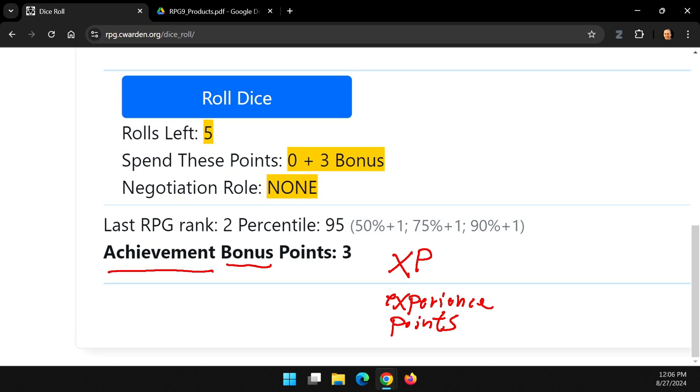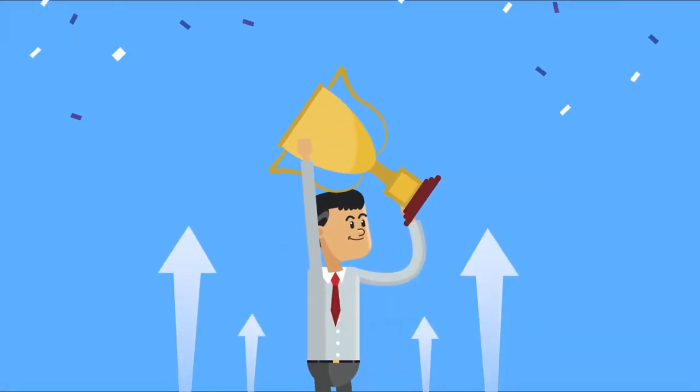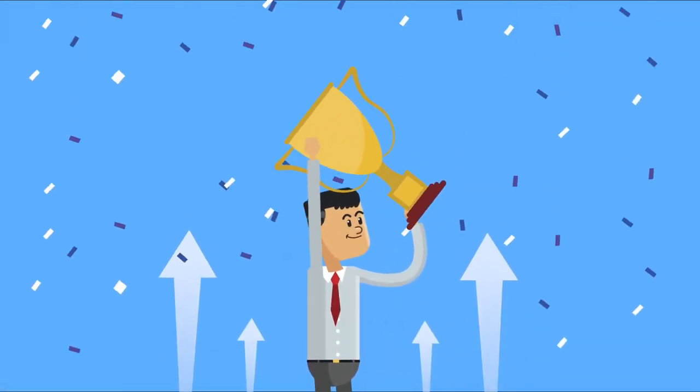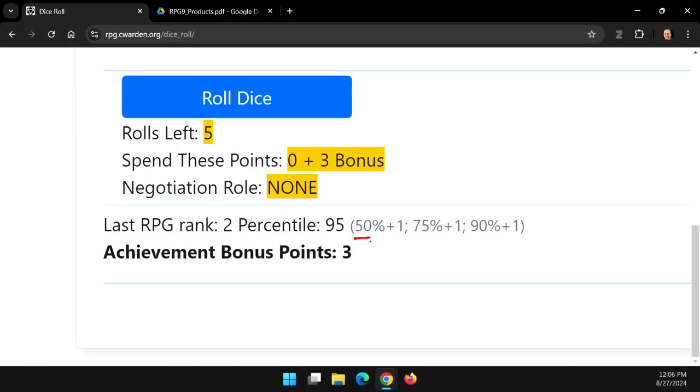Why do you get experience points? Well, it depends on the last game you played, the last round. So if now is round 9, then how did you do in round 8? And here we can see the way the points work. The points very simply are, if you're in the top 50% of the class, then you get 1 point. If you're in the top 75%, then you get another point. And if you're in the top 90%, you get another point.